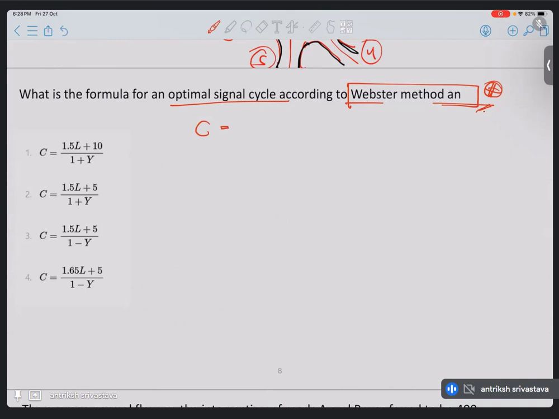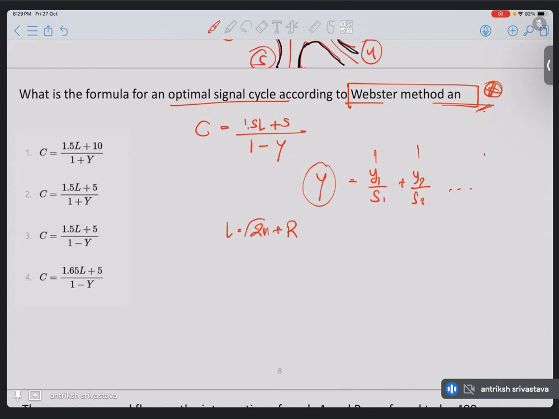So it is nothing but C is equal to 1.5 L, that is the total loss time, plus 5 divided by 1 minus Y, capital Y. That is nothing but the ratio of the saturation ratio of each phase. So Y1 by S1 plus Y2 by S2, so on. You know how many phases you have based on that. L is nothing but total loss time, that is 2N plus R.